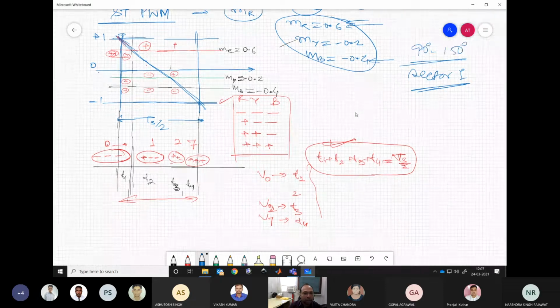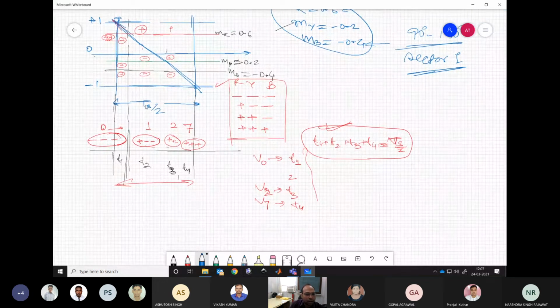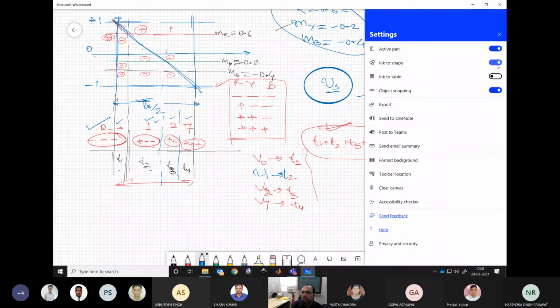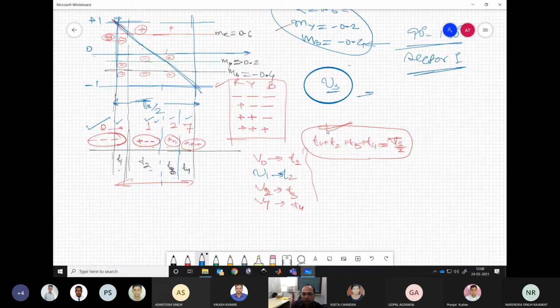So we saw that for this subcycle, let's say Ts by 2, if we try to write the vectors for different time intervals, T1, T2, T3, T4, what we find is that these vectors are applied over different intervals, basically with the purpose to realize the average vector or the voltage vector in an average sense. And the sum of these time periods T1 plus T2 plus T3 plus T4 is basically Ts by 2.